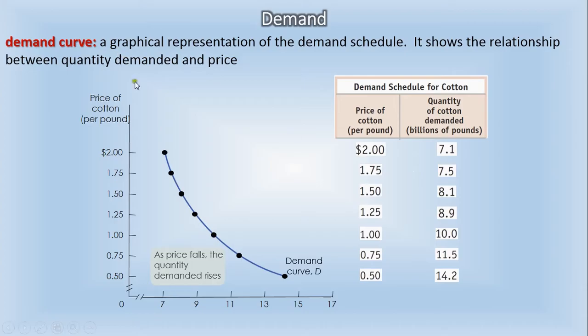Now, the demand curve you can see is moving downward like this as we increase quantity demanded and also as we lower price. Again, reflecting the fact that as price goes down, quantity demanded increases. It reflects the law of demand. So that's our downward sloping demand curve.